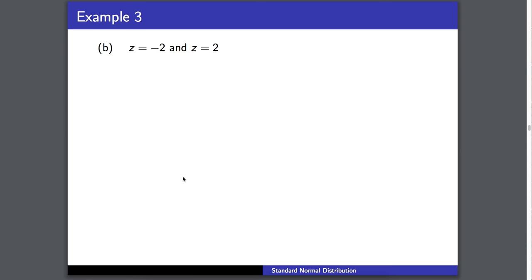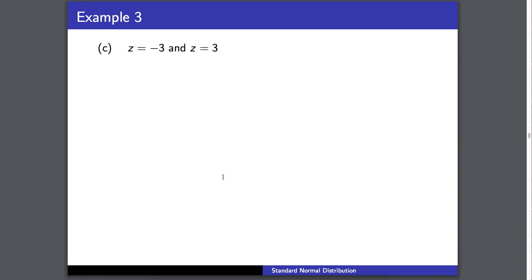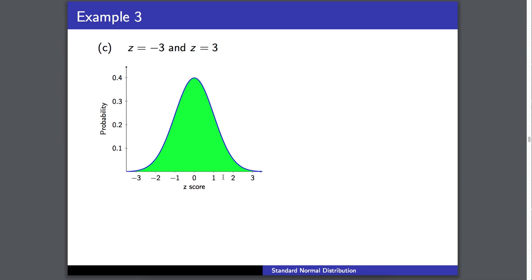For -2 and +2, I'm just going to speed things up here. Entering in -2 and +2 like we did -1 and +1, you get about 95.45% of your data within 2 standard deviations of the mean. And for -3 and 3, that's a very high number. It's about 99.73% of your data values are within 3 standard deviations of the mean.